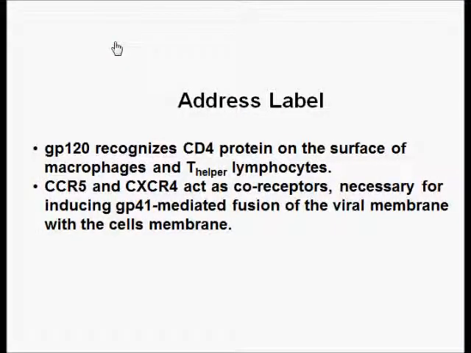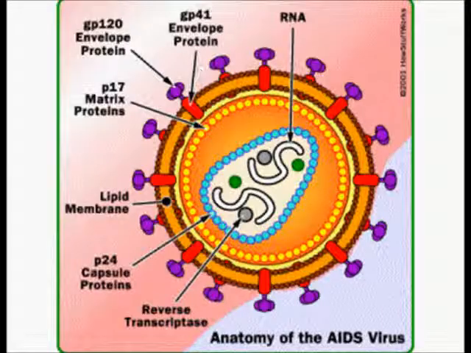Address label. So these are the pieces on the outside of the viruses, right? So we looked at these pictures here. We see GP41, which is an embedded envelope protein, and GP120. These are responsible for binding. So those are the pieces that the virus is going to use to bind to host cells.